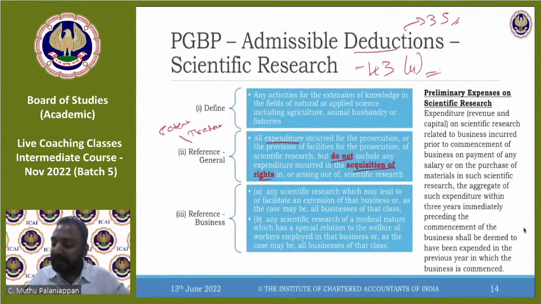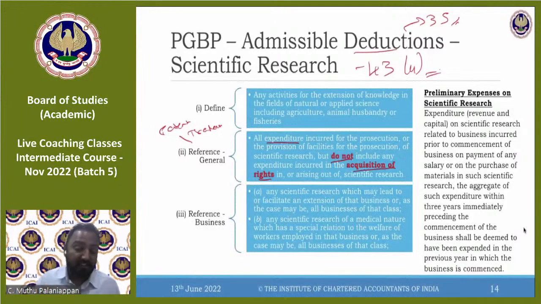Similarly, any scientific research of medical nature which has special relation to the welfare of the workers employed. So now I'm not in the business of scientific research, or I'm not using scientific research to extend my business, but I'm doing something for the welfare of my own employees. So I'm doing some application of scientific research, probably in the medical field, for the welfare of my employees. So that is also scientific research. So scientific research is basically any extension of knowledge in the field of natural or applied science. General scientific research includes any expenditure for prosecution or provision of facilities for doing scientific research. And then in the perspective of business, scientific research may lead to extension of business facilities, or it could be for the welfare of the employees, some medical expenditure for the welfare of the employees. So this is scientific research expenditure.